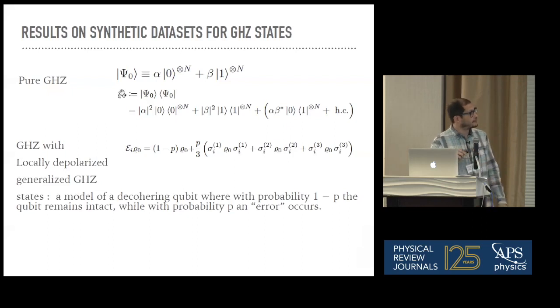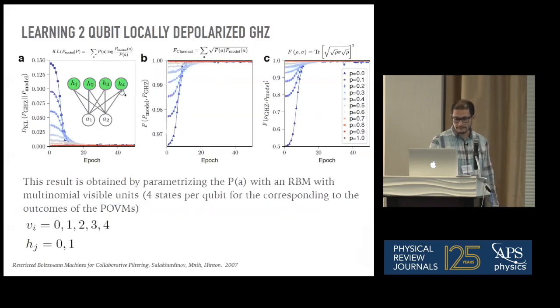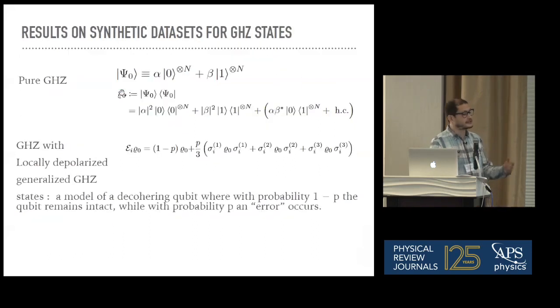The other thing is, this is a pure state, but we can also apply some local depolarization on the state so that we have a mixed density matrix. This local depolarization is just a model of decoherence, where a qubit with probability 1 minus p is left untouched, and with probability p, there's an error in the state. And we want to learn this out of this set of measurements.